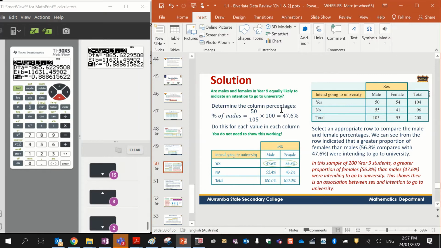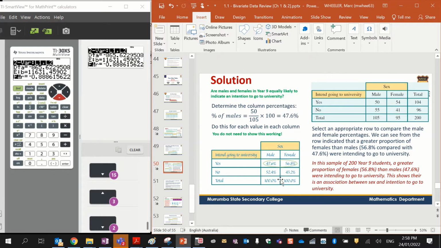If we want to work out the percentage of males who intend to go to university, we say 50 divided by 105, multiplied by 100 to turn it into a percentage. So 50 divided by 105 multiplied by 100 is 47.6, and then 55 divided by 105 multiplied by 100 is 52.4, and that should total 100% of the males. Then we do the same for the females. We want 54 out of the 95 and then 41 out of the 95, determine those as percentages, and we have our answer here.